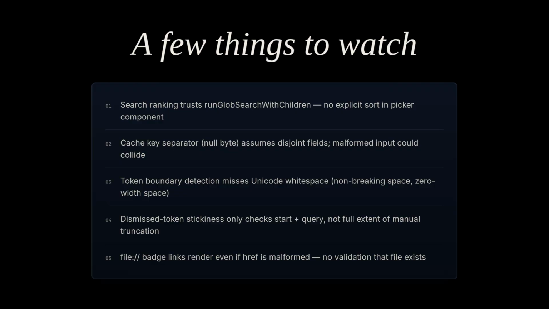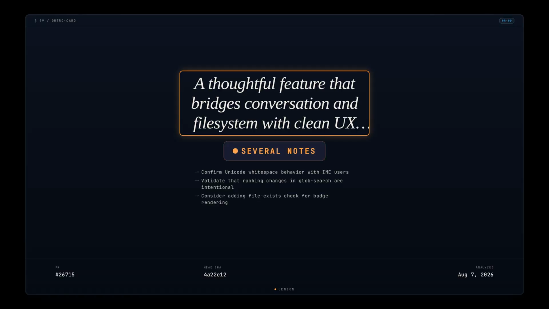Overall, this is a thoughtful feature that bridges conversation and file system with clean UX and smart caching. The code is well structured, the boundaries are respected, and the gotchas are all edge cases rather than core flaws. I'd approve this with a few notes. Confirm the Unicode whitespace behavior with IME users. Validate that any future ranking changes in glob search are intentional, and maybe consider adding a file exists check for badge rendering. Nice work on this one.